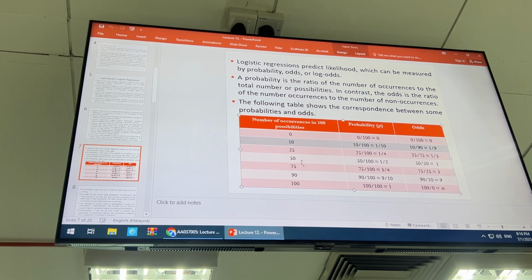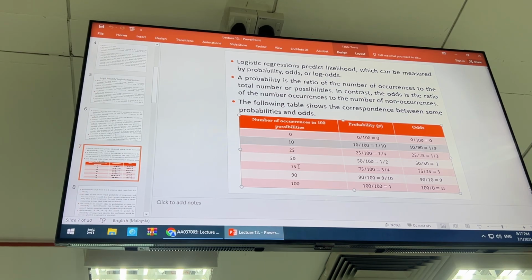Another example: 50. In terms of probability, there is equal probability of getting heads and tails. For the odds, it is equal to 1, because 50 heads over 50 tails equals 1. So you see the difference: probability is 50%, 0.5, but odds is 1. Meaning that if the odds equal 1, then there is equal probability of getting the two outcomes.